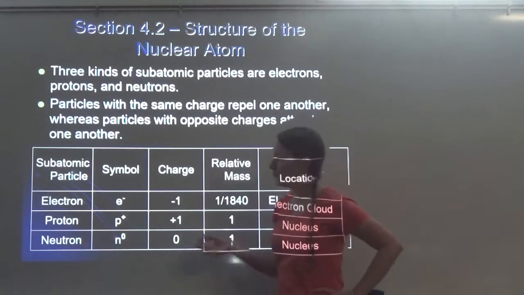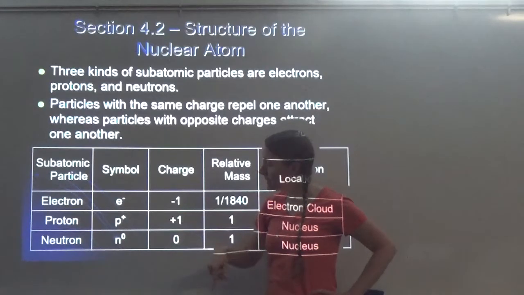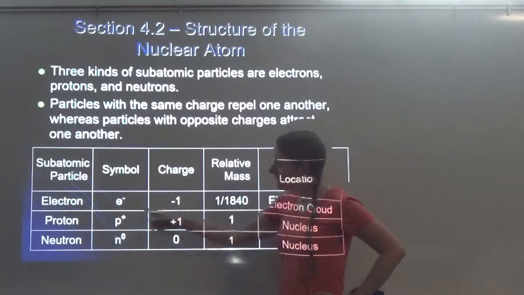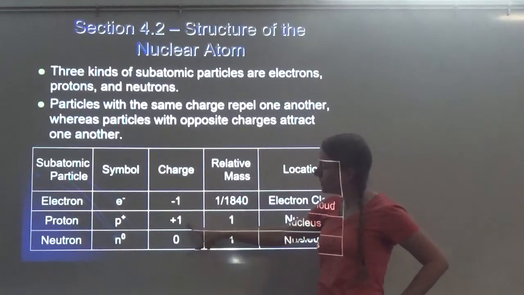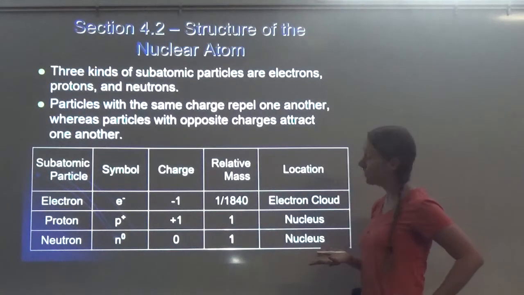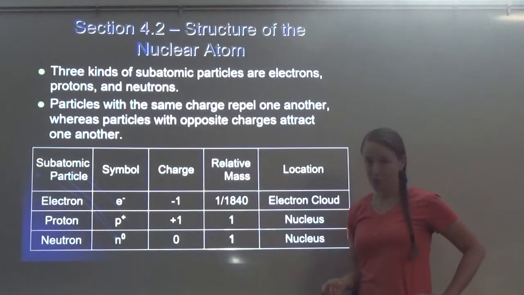So first is the symbol. The electron is just E with a negative, proton's P positive, neutron is N with a little zero. That's because those are the charges. So an electron has a -1 charge, a proton has a +1 charge, and a neutron has a neutral charge or a zero charge. The relative mass is not the actual mass.